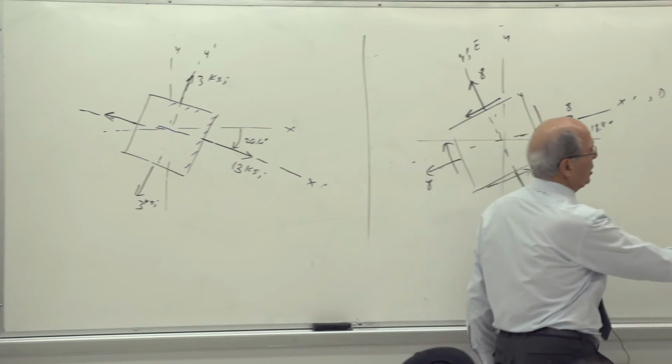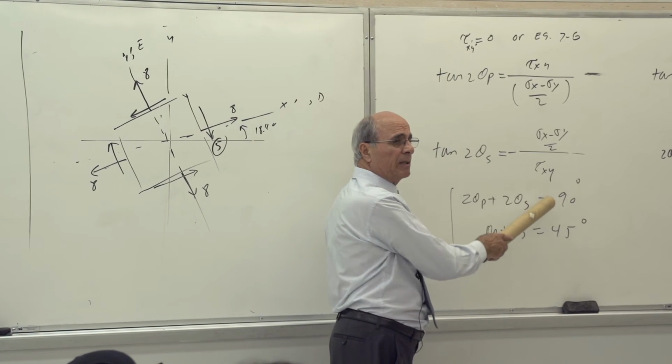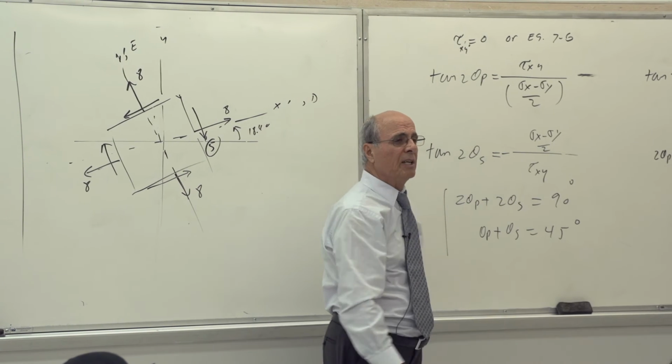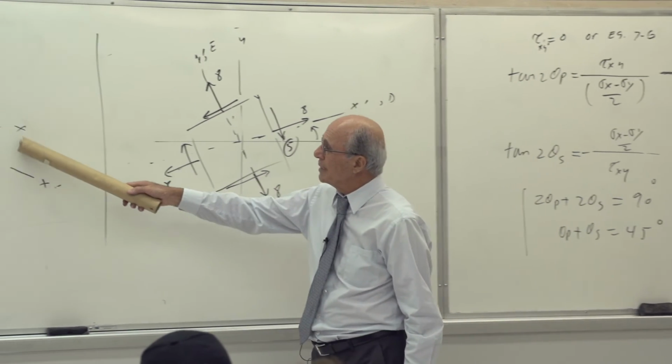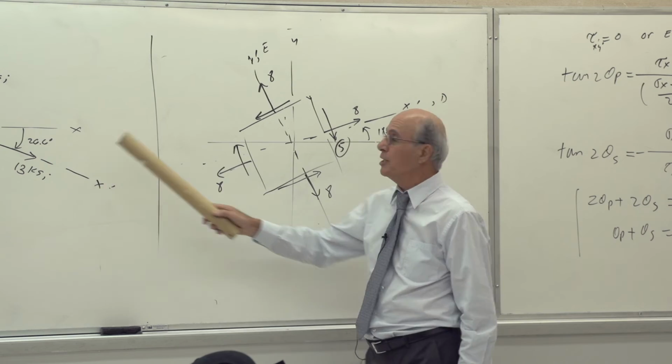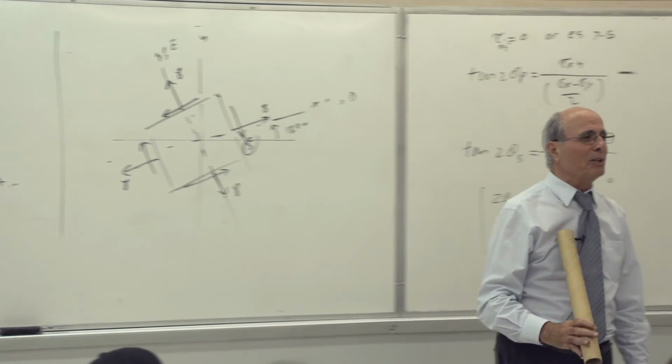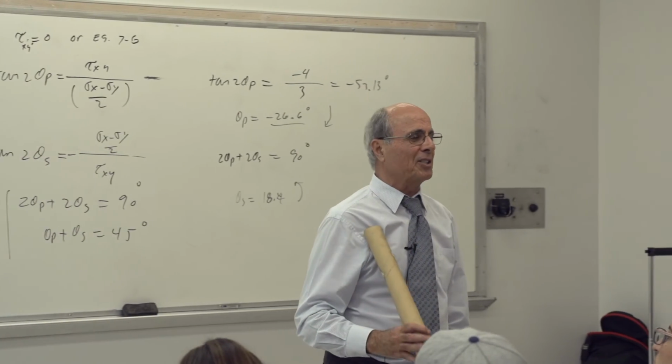As you see here, this plus that, this is another thing you want to pay attention to. 2 theta p plus theta s is equal to 90 degrees. Theta p plus theta s is 45. Look at it. This is going down 26.6 without you realizing. This goes up 18.4. So the sum is 45.